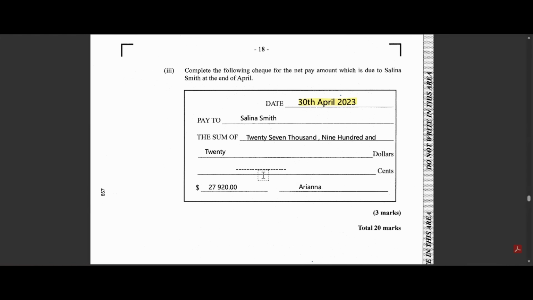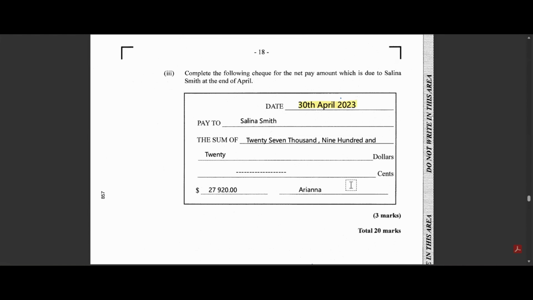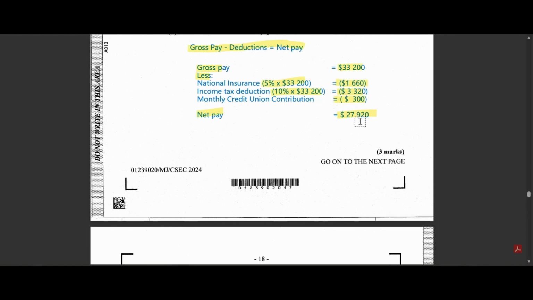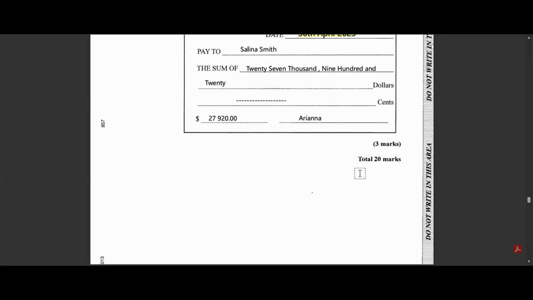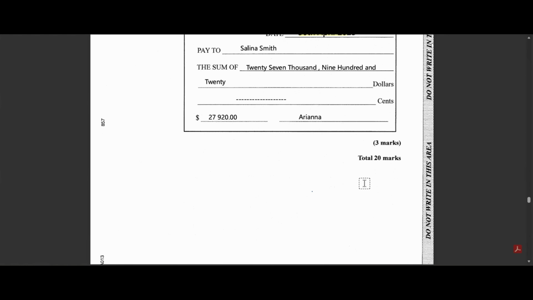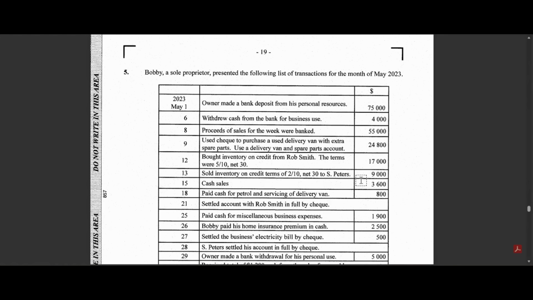All right, good job, guys. Let's double check that. $27,920 is there. Ariana making that payment. 3 marks, a nice check for us to prepare. Great, so that brings us to the end of question 4, which was worth another 20 marks. So guys, let's move on to question 5.